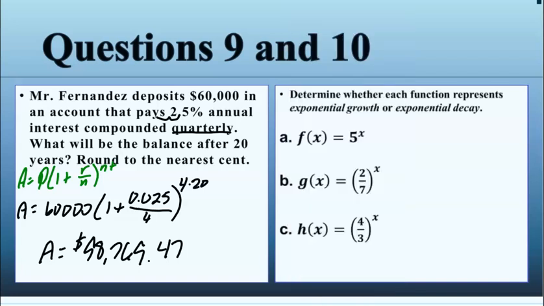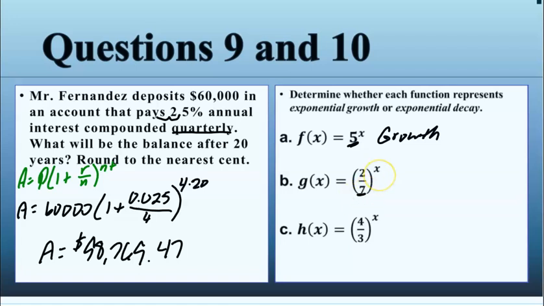Question 10, determine whether each function represents exponential growth or exponential decay. Now this is all based on the base of the exponential. So if the base is bigger than 1, then it's a growth. If it's a fraction between 0 and 1, then it would be a decay. So since here it's bigger than 1, this is a growth.